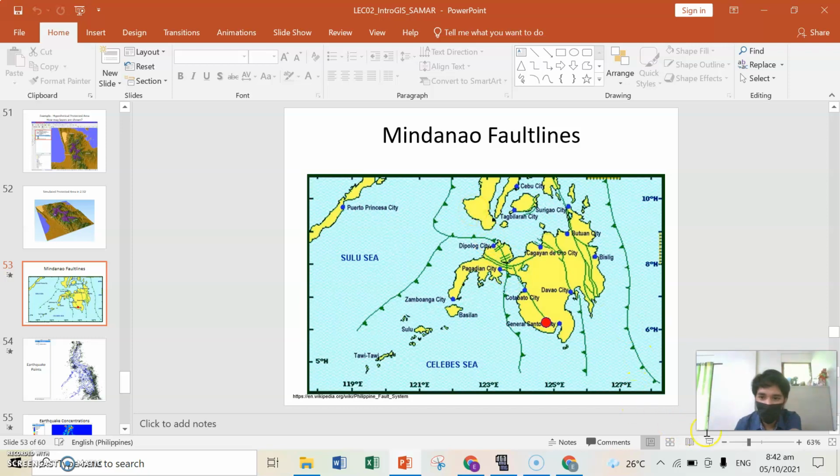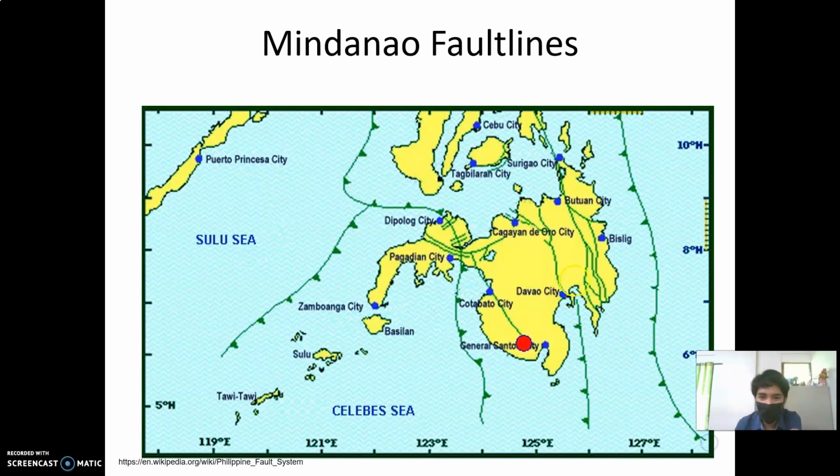Now, in this case, we have the Mindanao fault. Why is it important that we map out these fault lines? Because these fault lines are active areas, or areas where two plates meet with each other. Chances are areas that are crossed by these fault lines have higher chances of having earthquakes.